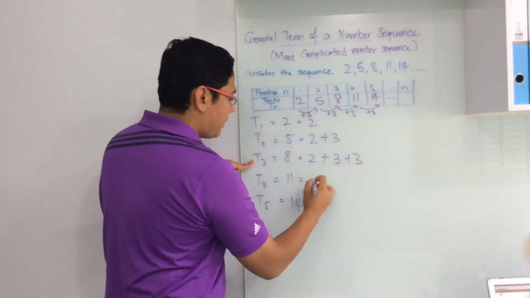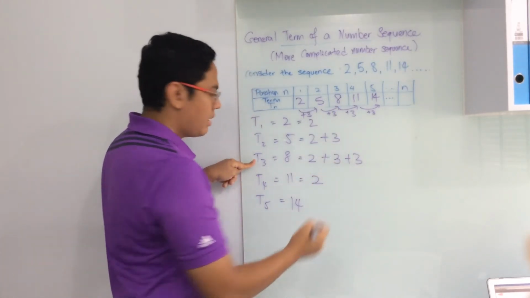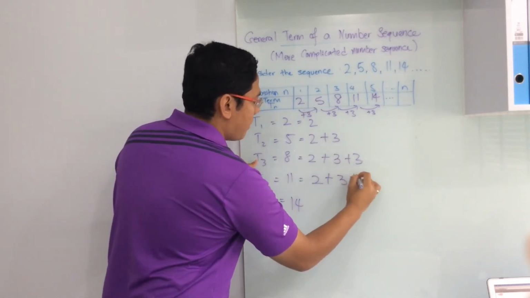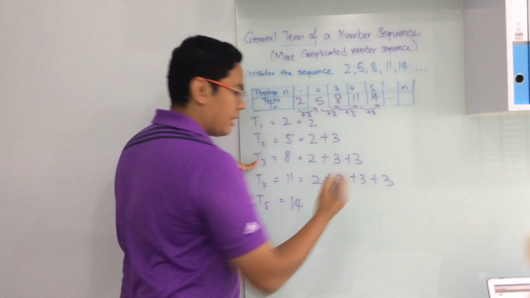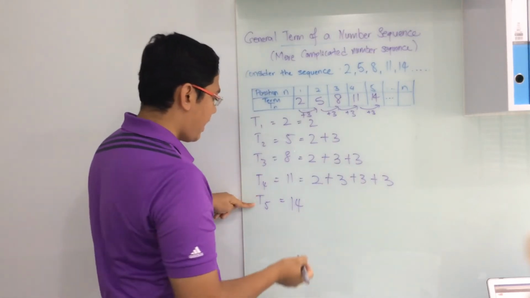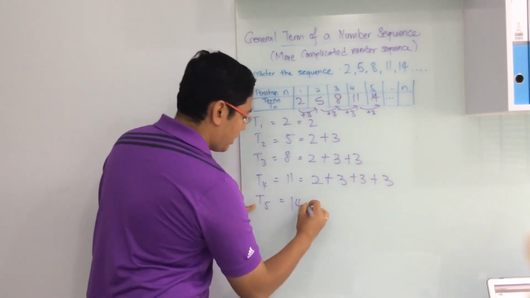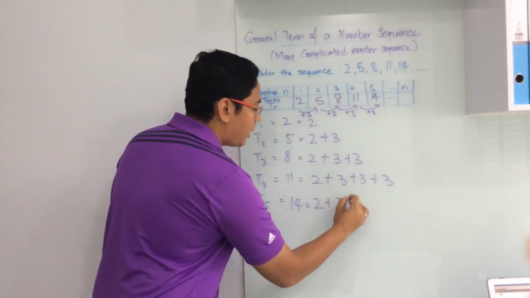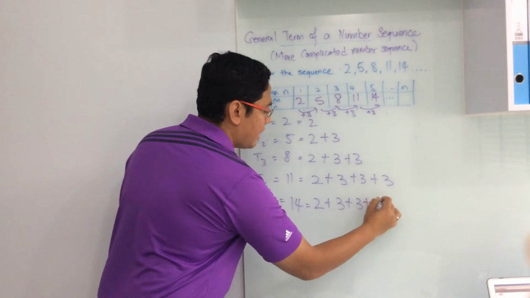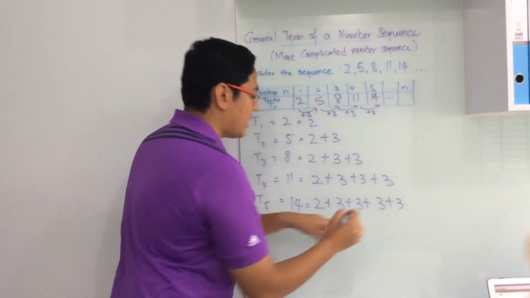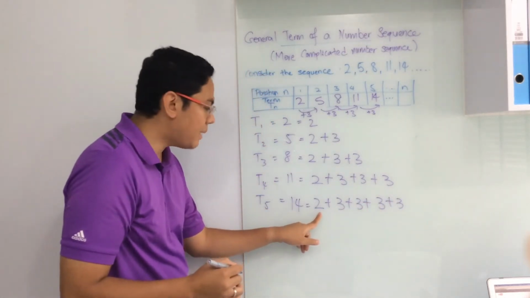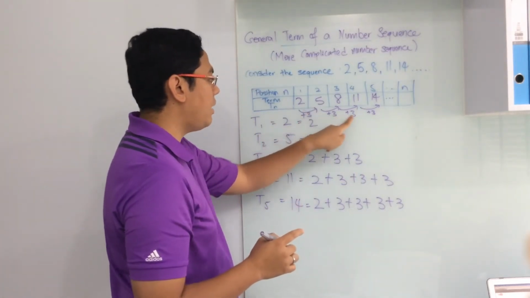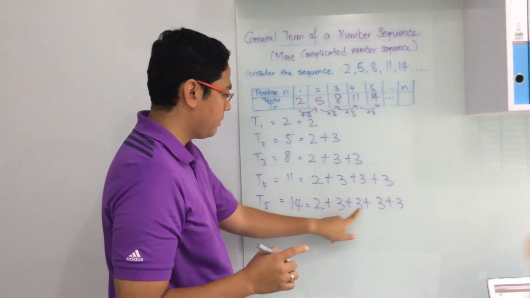Same thing for the fourth term: first term, add how many 3's are there? In this case, 3 plus 3 plus 3. And the last term, the fifth term, equals 2, which is the first term, plus the number of 3's. In this case, there are four 3's added to the first term to get 14. Let's check: 2 plus 3 plus 3 plus 3 plus 3.